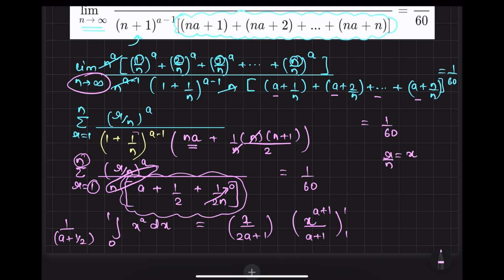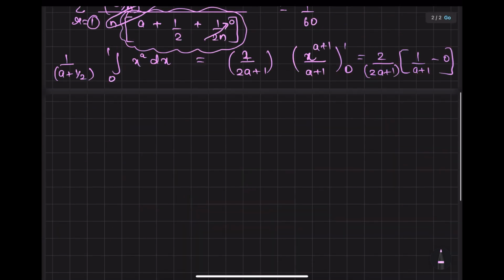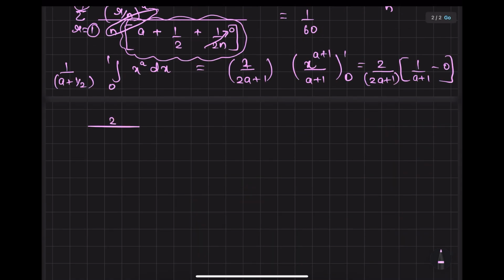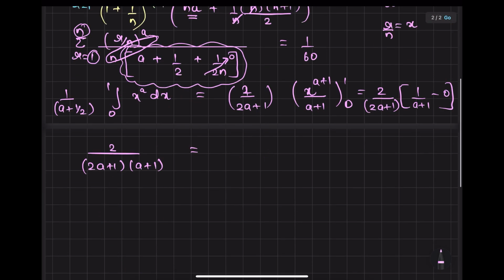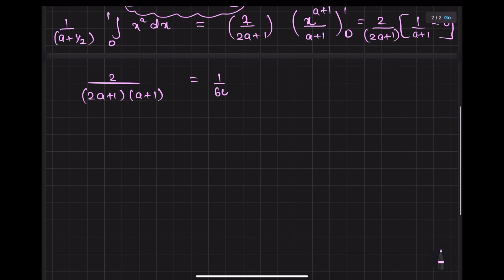If you substitute the upper limit as 1, you will be left with a plus 1. So it is 2 by 2a plus 1, into 1 by a plus 1, minus, if you substitute the lower limit 0, the second component will become 0. So according to us, we got the limiting value as 2 by (2a plus 1) multiplied with (a plus 1), and according to them, the limit is 1 by 60. So this is the point.